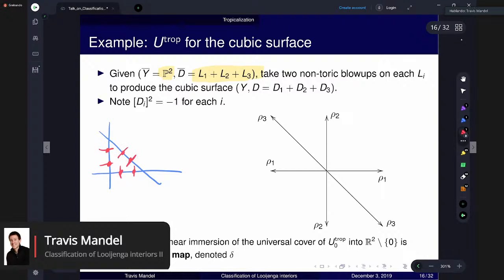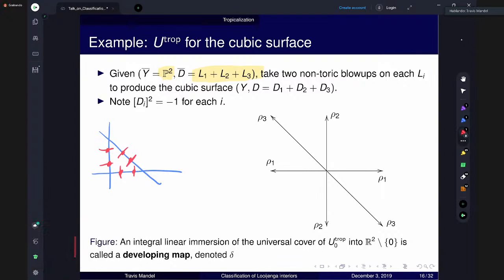And I talked about this example before. This is the cubic surface, blowing up 6 points in P2. So a line in P2 has self-intersection number 1. We blow up 2 points on it. So now it has self-intersection number -1, since a blow-up decreases that self-intersection number by 1. So D_i squared is equal to -1 for each i.